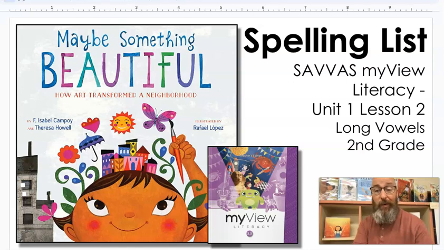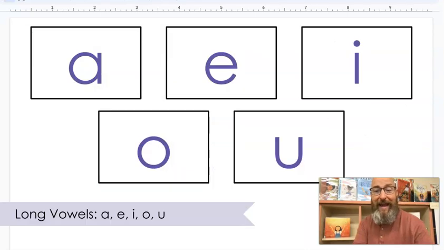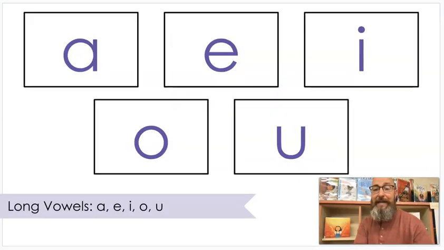This week we are in Unit 1, Lesson 2, second grade, of course, and we are going to be working on another phonics pattern for our spelling. This week we are still looking at the vowels. However, we are going to be looking at the long vowel sounds.